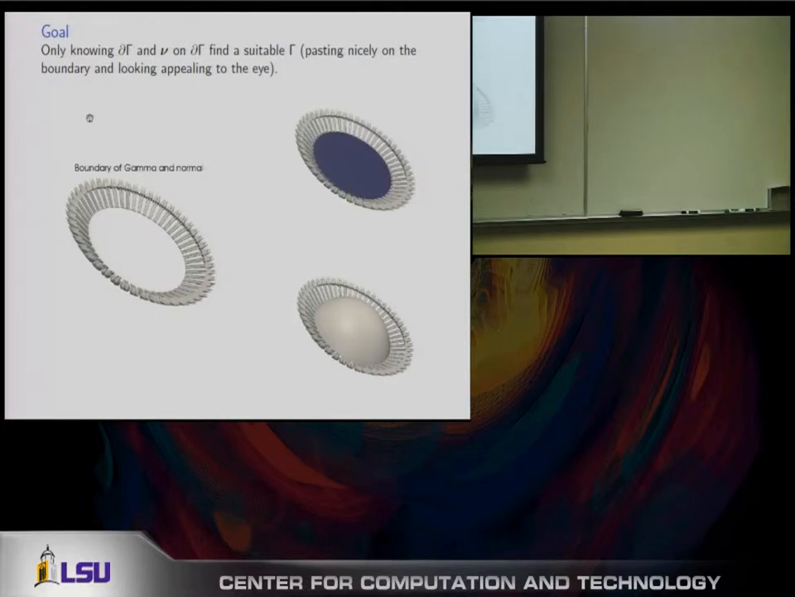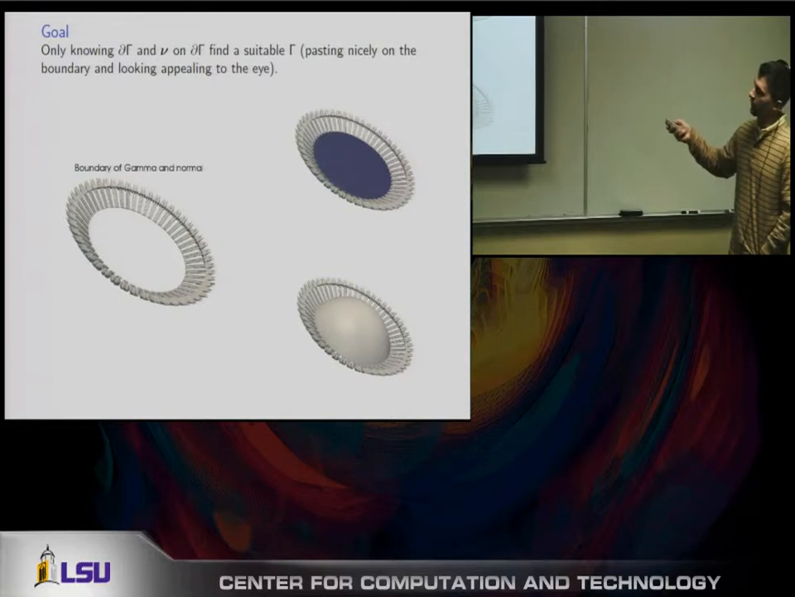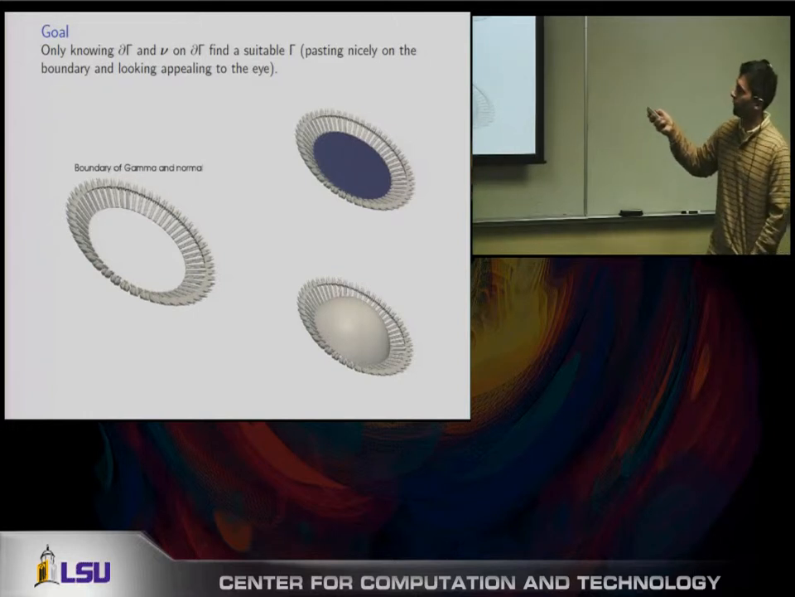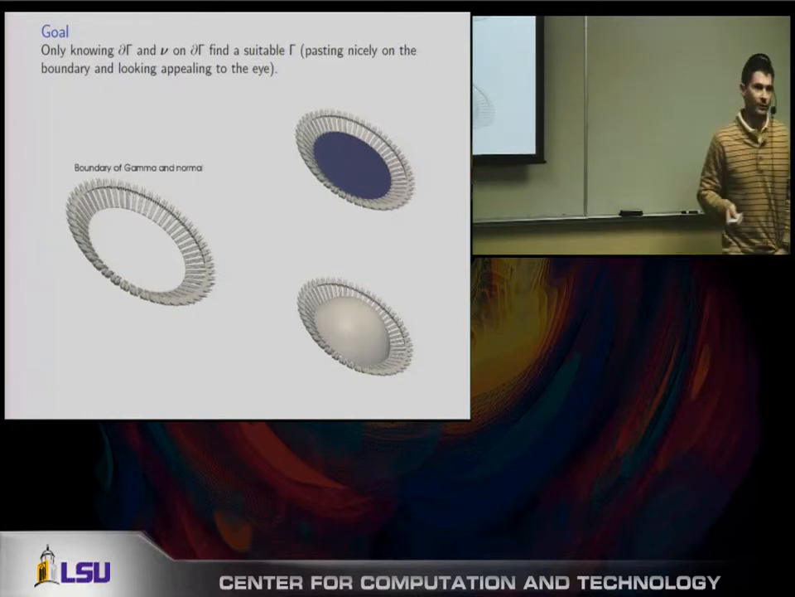So two possible fillings: just put a disk there that is very smooth, but definitely doesn't help with the normal. In this case, if I put a piece of a sphere, it's not only smooth, but it has a good normal compared to that. So in principle, surface restoration, we can say that it patches nicely and it looks appealing to the eyes.